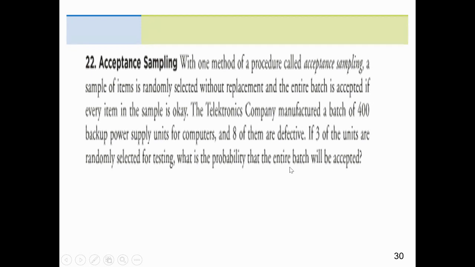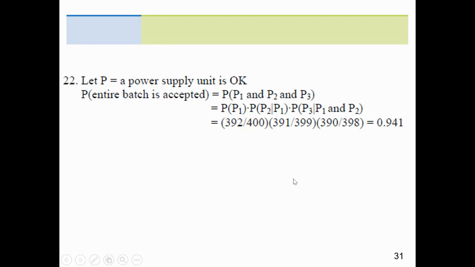If all 3 are good, we're going to ship the entire batch of 400. All right, so first time out, it's just 392. It wasn't in the problem. I had to take the 400 total, subtract the 8 that were defective. Hey, 392. The remaining ones are good. So first time out probability is 392 out of 400.